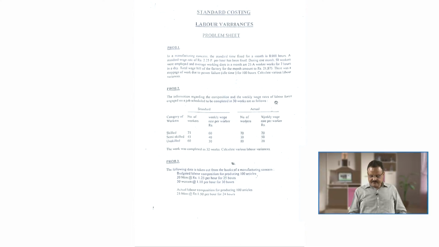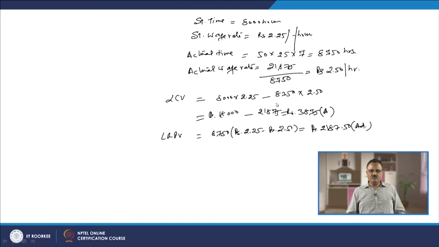But the reason given to us here is that there was a stoppage of work due to power failure, that is the idle time for 100 hours because of the failure of power in the plant. If there is a power failure, how can one help it? So, better it is, while calculating the third variance, the labor efficiency variance, we should subtract this time from the actual time we are going to take into account here.